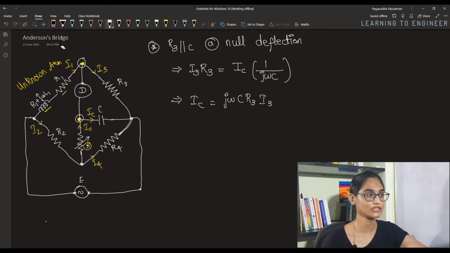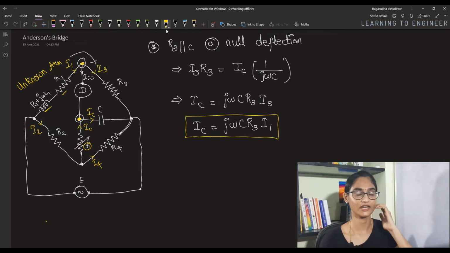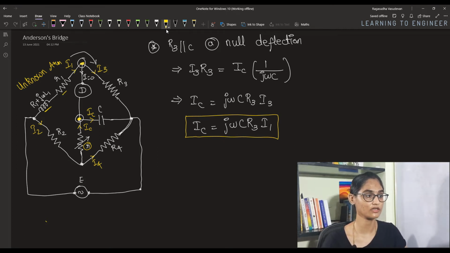At null deflection, the current I1 will be same as the current I3 because since there is no current that is passing over here, all the current that is entering into this unknown arm will go straight away into this R3 resistor. So therefore, this current will become j omega C R3 into I1. We are making this I1 because we wanted to find out the value of unknown inductance. So, in the entire derivation, you will be able to observe that we will be replacing the current I3 by I1 and we will try to retain the R1 term and the L1 term as much as possible so that we can just isolate them at the end and then find those values.